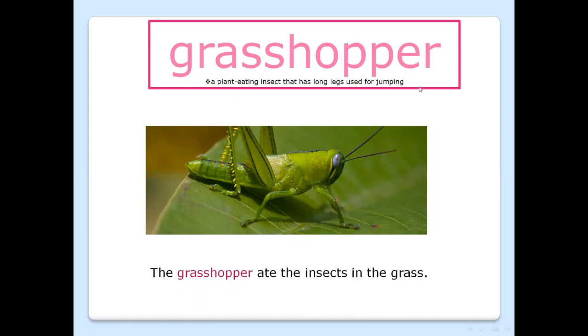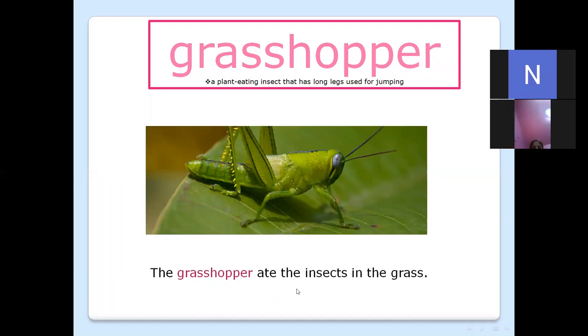Grasshopper. Repeat, please, the word. Grasshopper is a plant-eating insect that has long legs used for jumping. The grasshopper ate the insect in the grass.